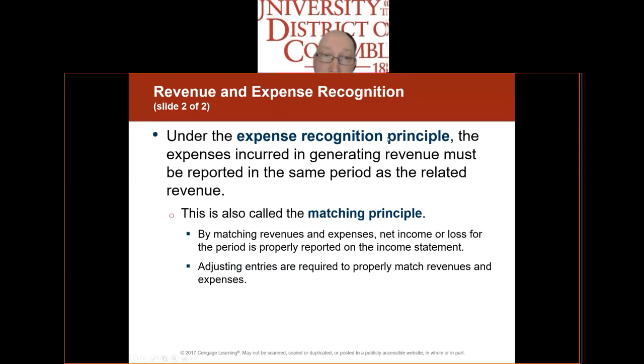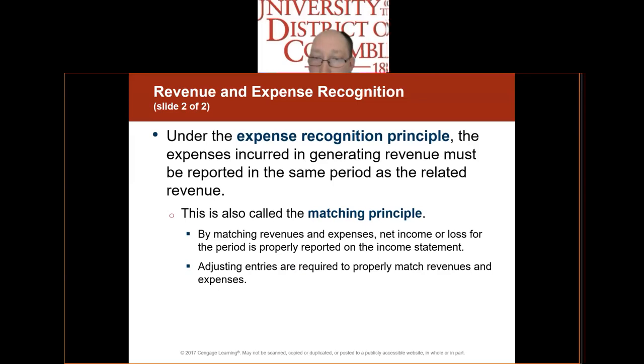Let's talk about the expense side. Under the expense recognition principle, the expenses incurred in generating revenue must be reported at the same time the period is related to revenue. In other words, if I receive an electric bill and the electric bill covers what happened last month, then I want to make sure that I enter that bill into my accounting system for last month. I'll predate it back to August. The reason being is because we need to recognize the expense when the expense actually happened. We call this the matching principle.